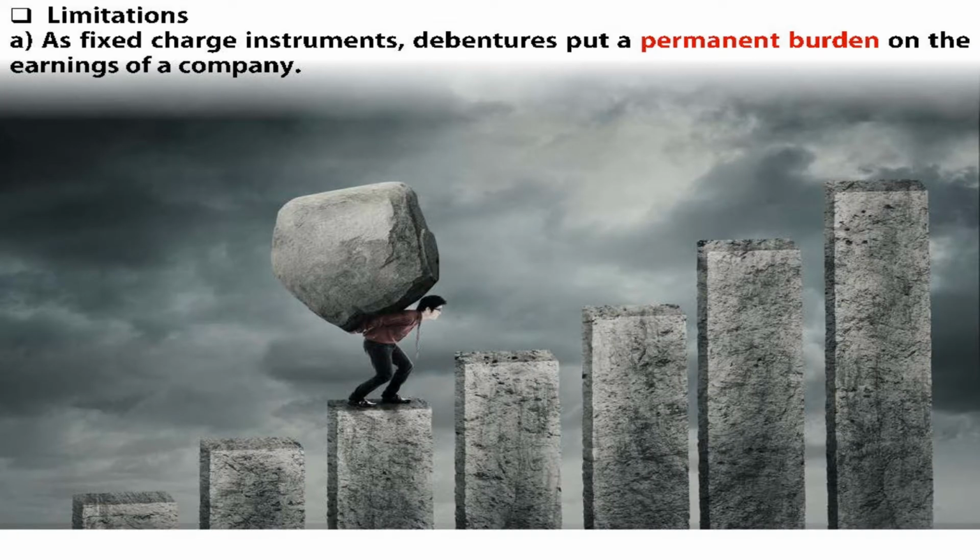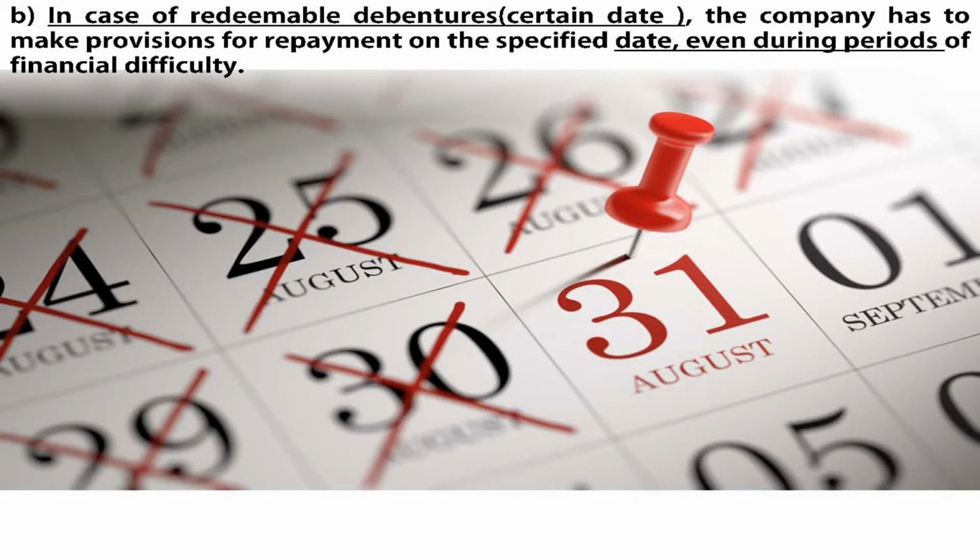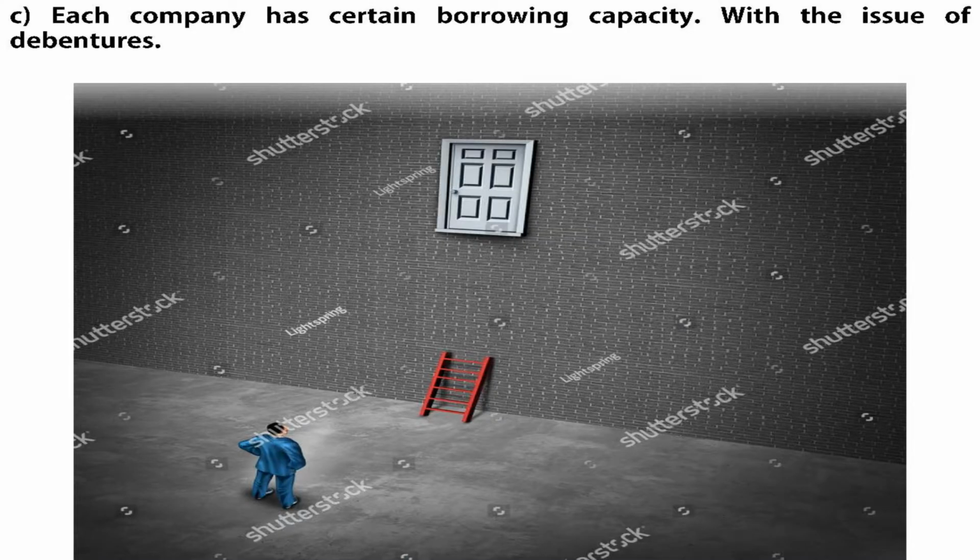Limitation: as fixed charge instruments, debentures put a permanent burden on earnings of the company. In case of redeemable debentures, that means redeemable, the company has to make provision for repayment on the specified date even during periods of financial difficulties. Each company has certain borrowing capacity with the issue of debenture.